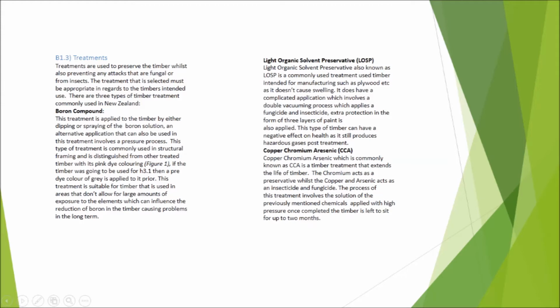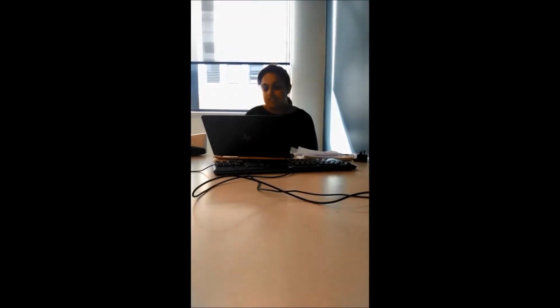Copper chromium arsenic, CCA, is a timber treatment that extends the life of timber. The chromium acts as a preservative, while the copper and arsenic act as an insecticide and fungicide. These are applied with high pressure, and the timber is left to sit for up to 2 months.